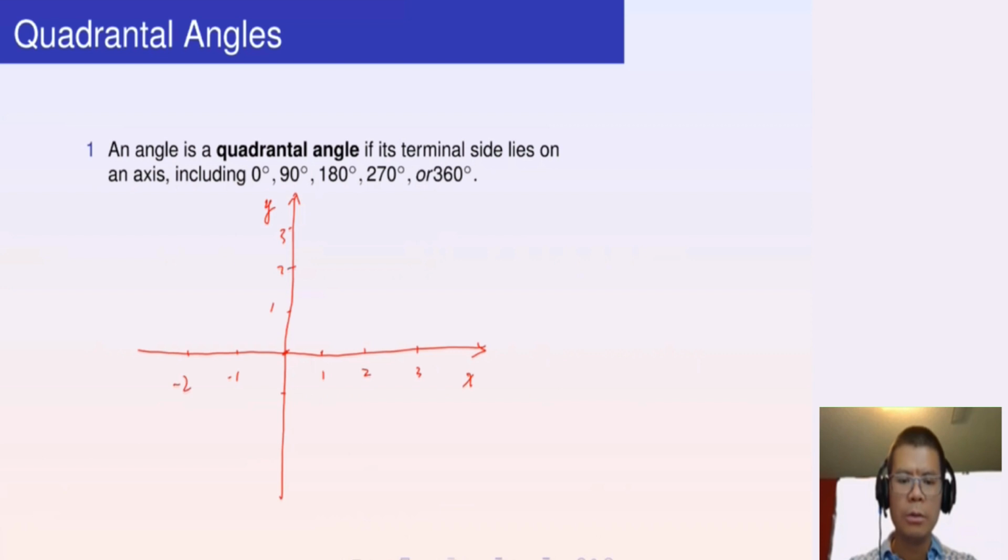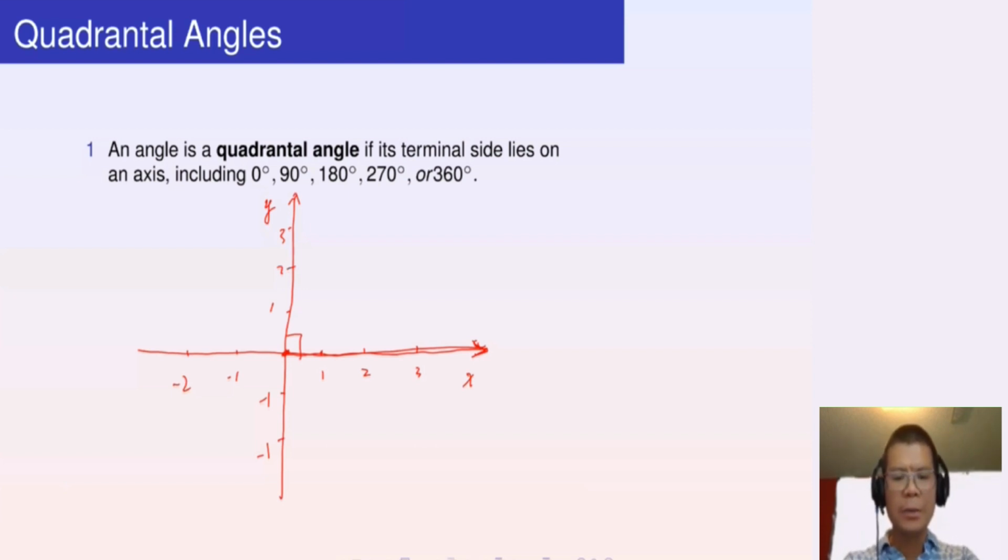-1, -2. All right, so you got this xy coordinate. And then the zero angle, 0 degree, is going to be just a special angle, it lies on this positive x-axis. And 90 degree is going to be just the right angle, and the terminal side lies on the positive y-axis, right? Positive y-axis.